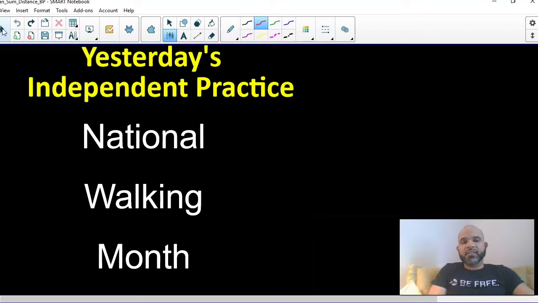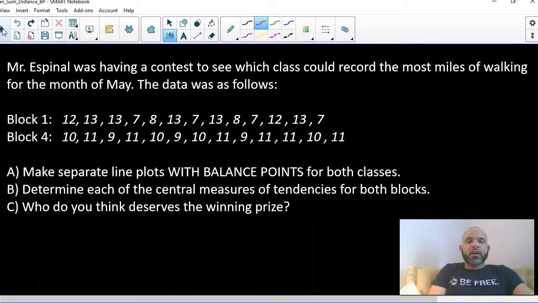All right. So in yesterday's independent practice, in honor of National Walking Month, the month of May is National Walking Month, we had this question. Mr. Espinal was having a contest to see which class could record the most miles of walking for the month of May. The data was as follows. So there's our data for block 1 and block 4. And what you were supposed to do using Nearpod was make a separate line plot for each of the classes showing their balance points. Then you were to determine each of the central measures of tendency for both blocks. That's mean, median, and mode. And then you were to tell me who you thought deserved to win the prize.